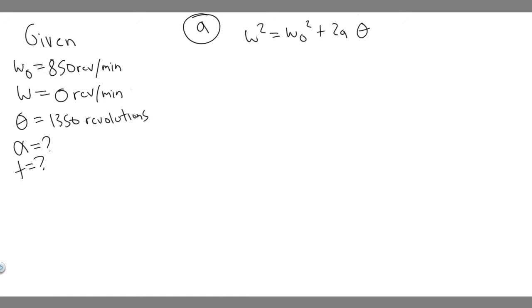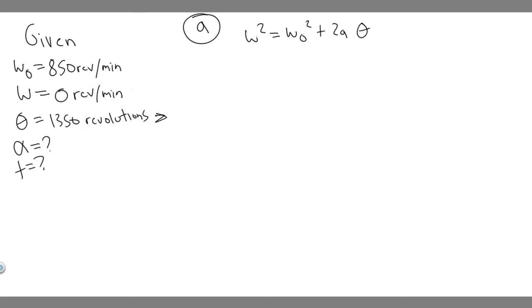Because notice what we have. We have final angular velocity, we have initial, and we have theta, so we can solve. But when we do this, we want to make sure it's in radians and seconds. So we've got to convert all these into radians and seconds. So let's convert this into radians first.